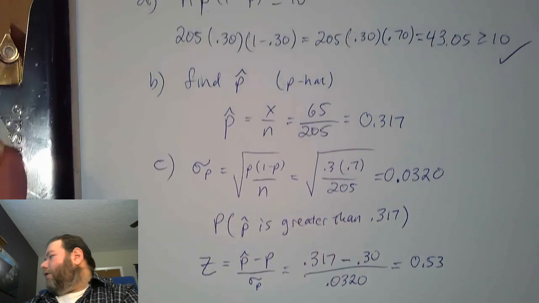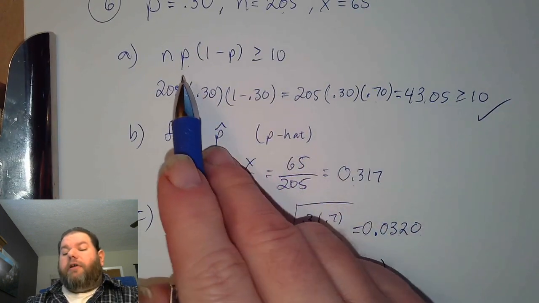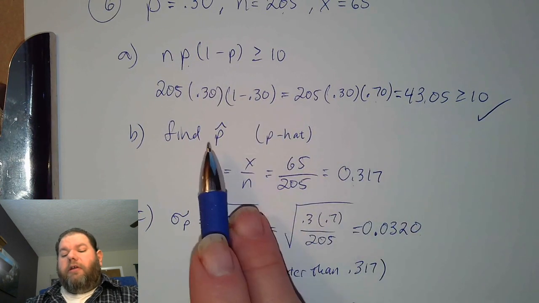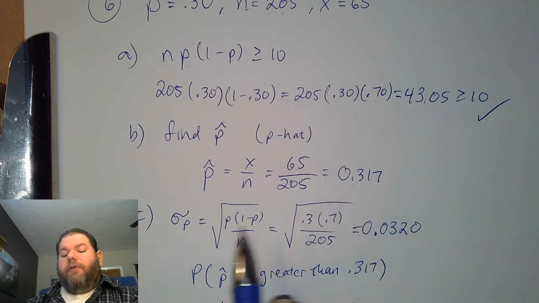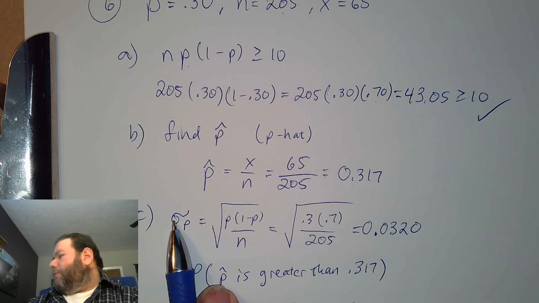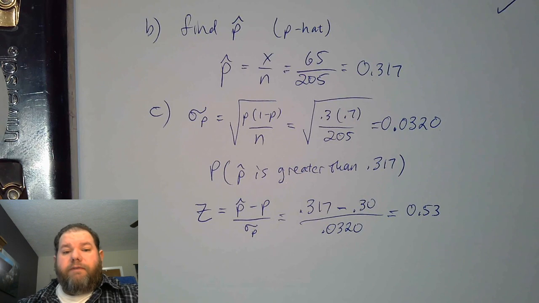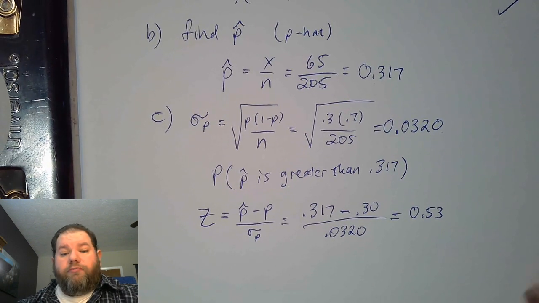So far, I'll have you fill in a blank for n times p times 1 minus p, which is 43.05. Fill in a blank for p hat. Fill in a blank for sigma p. Fill in the blank for z. And then finally, fill in a blank for the actual probability.